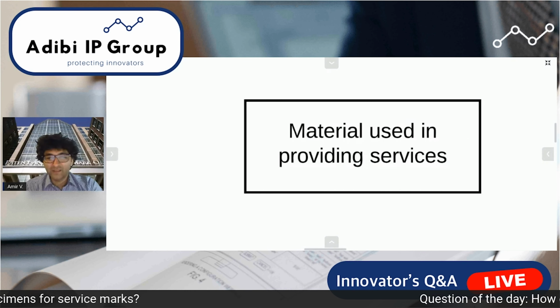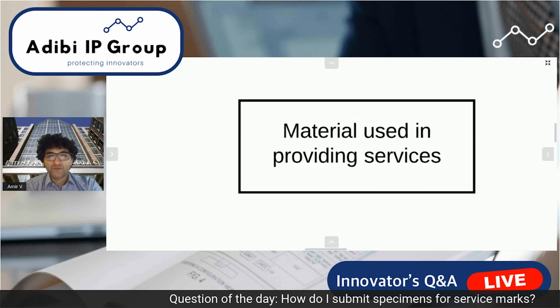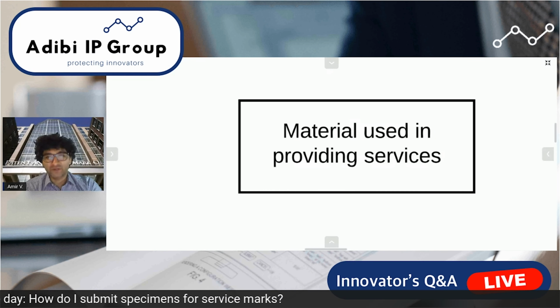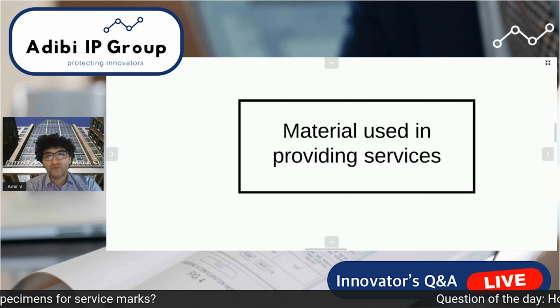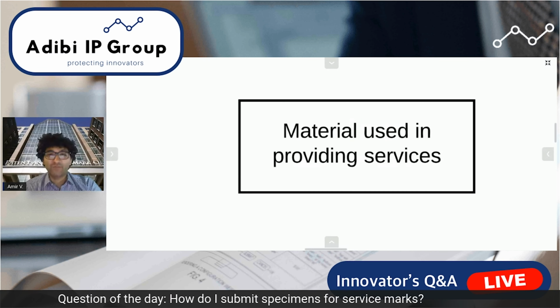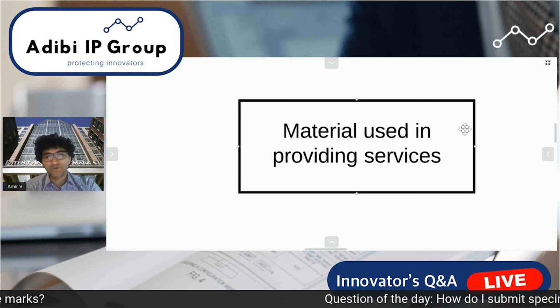Now, materials used to provide services could be things like menus. So if you are in the business of providing food services, for example, a restaurant, a QSR, quick service restaurant, you could provide menus. So this could be pictures of actual menus. Now remember, you have to have your mark on the menu itself. So it has to clearly be linked to the services that you are rendering.